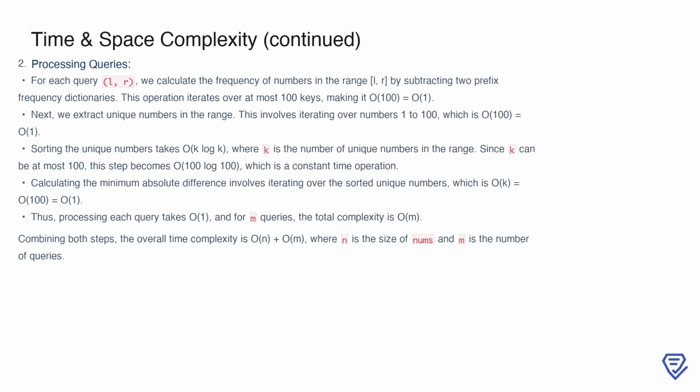Sorting these unique numbers takes O(k log k), where k is the number of unique numbers, and since k is at most 100, this operation becomes a constant time step. Finally, calculating the minimum absolute difference involves iterating through the sorted unique numbers, which is O(k), where k is at most 100, so O(1). Therefore, processing a single query has a constant time complexity of O(1). For m queries, the total complexity becomes O(m).